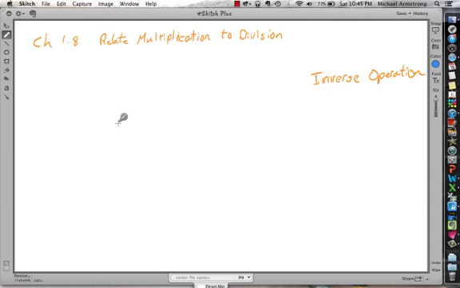Hello again, it's time for a new lesson, chapter 1.8, relate multiplication to division. Okay, so this one's kind of tough. We have to use the inverse operation, which I'll explain.